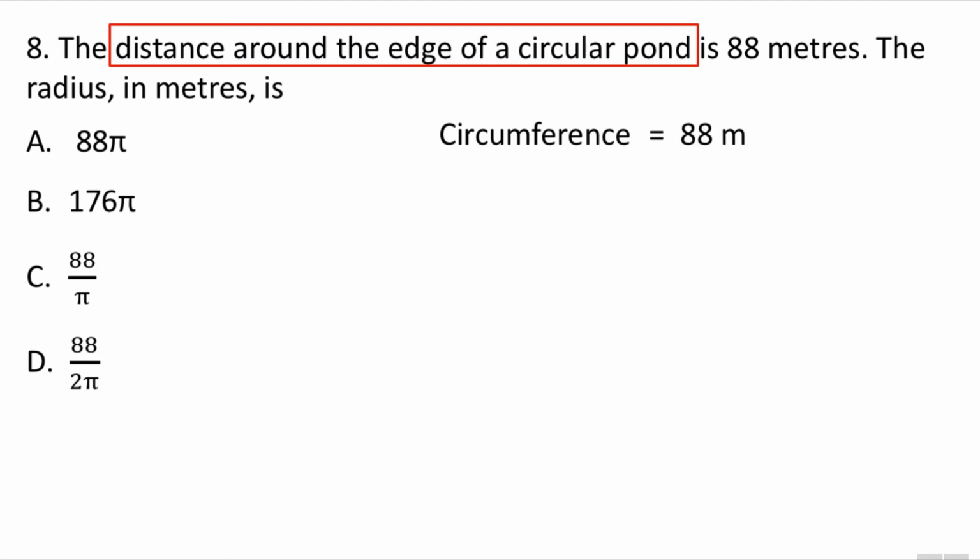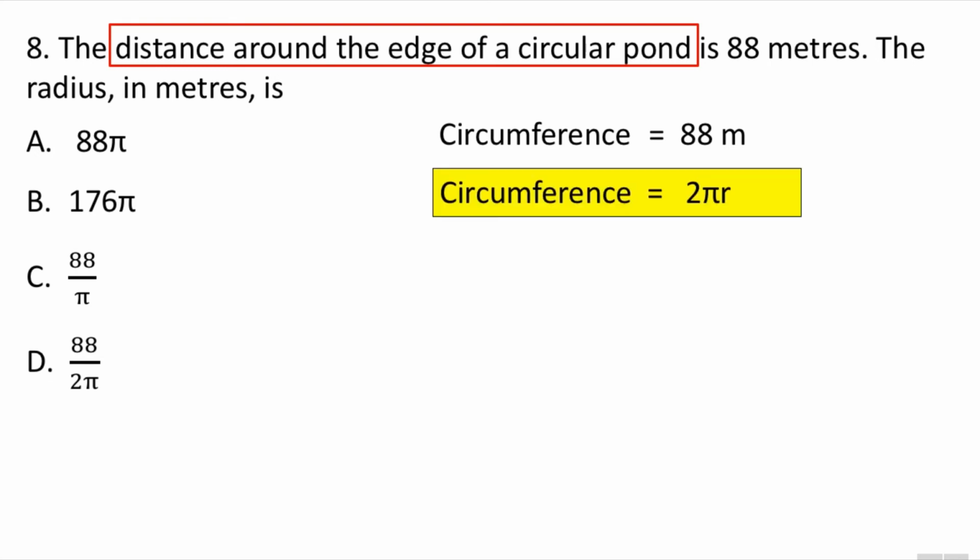Okay, so the distance around the edge of the circular pond is 88 meters, which therefore means the circumference is 88 meters. So circumference is equal to 2 pi r in terms of r, or we could say pi d, right? But given that the question says the radius in meters is, I'll write my circumference in terms of r. All I'm going to do now, I know that the circumference is 88 meters, and I know that to calculate circumference, that's 2 pi r.